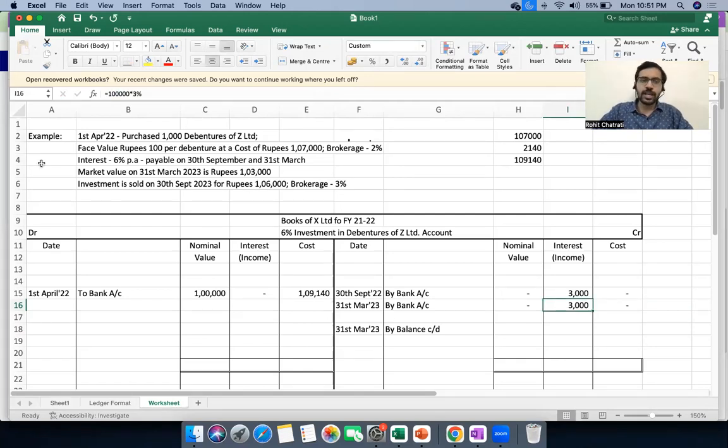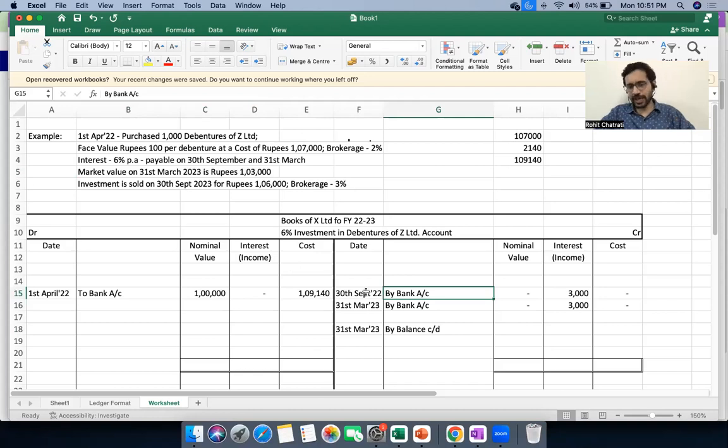Now, if you look at it, the market value I've given on 31st of March 2023 as rupees 1,03,000. The investment is worth 1,03,000 as at 31st of March 2023, in the books of X Limited for FY 2022-23. I earlier wrote 21-22; I've just corrected it. So the market value is actually rupees 1,03,000.